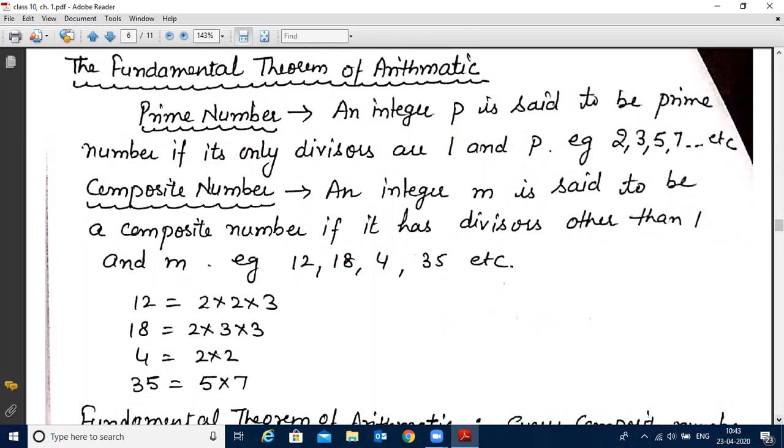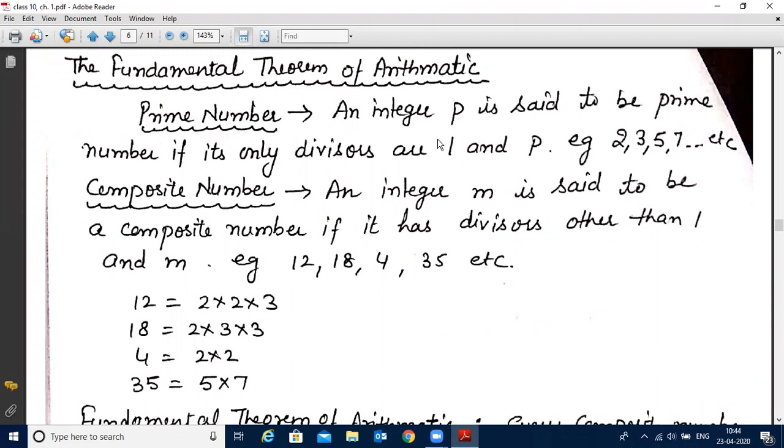Before going directly on this topic, the fundamental theorem of arithmetic, I want to introduce these two terms, prime number and composite number, that you have learnt in your previous classes, that is in 4th, 5th or 6th standard. I think you have forgotten now.